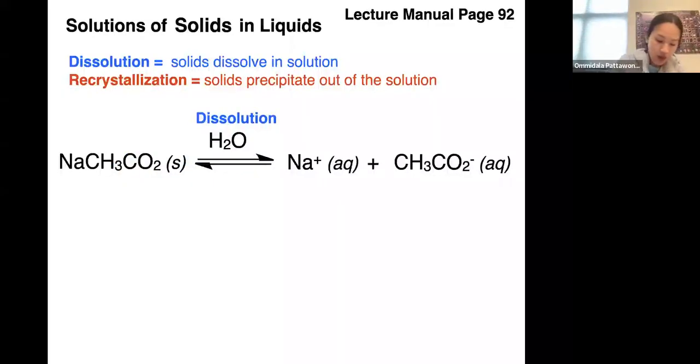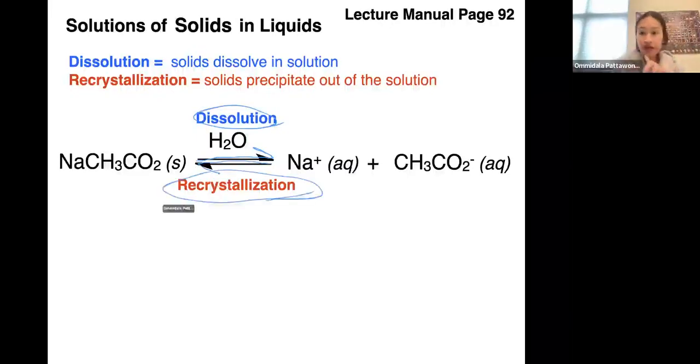So the reaction would go forward and it's going to be able to dissolve up until a certain point, and then the solid will no longer be able to dissolve anymore. That's when the solid will start to precipitate out. This process is what we call recrystallization. If you're looking at the arrow here, you will see that dissolution and recrystallization are the reverse process of each other. Dissolution means that the solid will be able to dissolve more in the solution, and recrystallization means that the solid will precipitate out of the solution.